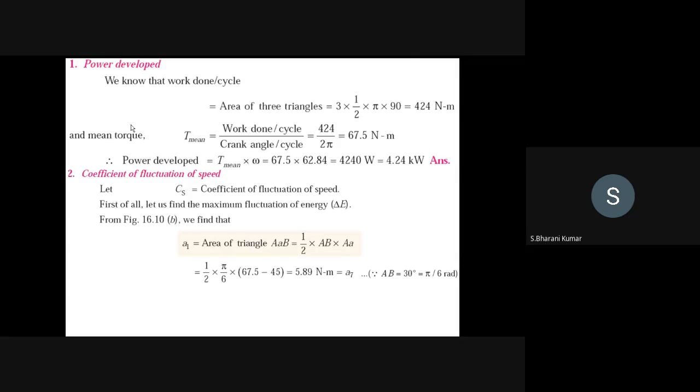Okay, and the third one is the coefficient of fluctuation of energy, that is the maximum fluctuation of energy divided by work done per cycle. Work done per cycle we already calculated in the first slide itself. Work done per cycle equals 424 Newton meter. That will be taken here. The maximum fluctuation of energy is 11.78 divided by work done per cycle 424. That is 0.00278. Converted into percentage, that is 2.78 percent.